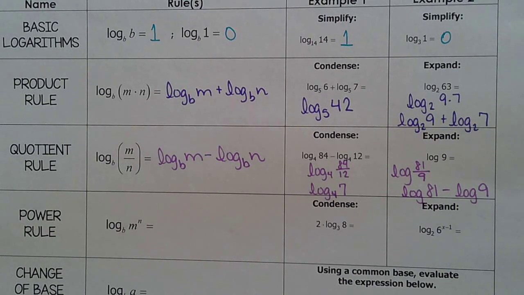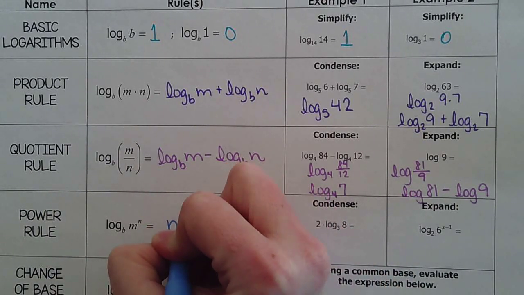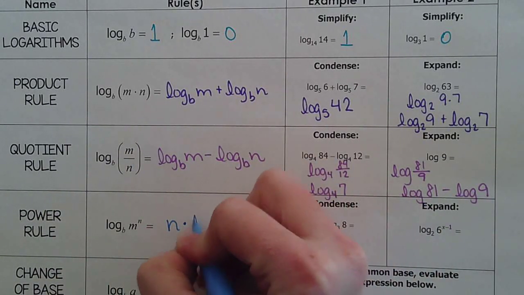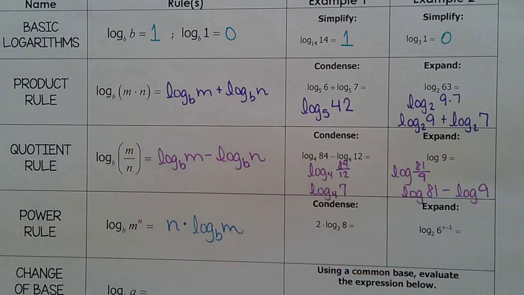All right, the product property, or no, I'm sorry, the power rule. This is when you have something raised to an exponent. Okay, so your term here is raised to an exponent. When that's the case, we turn the entire log problem into a multiplication problem. So we do whatever that exponent is times the value of the log, log base b of m.